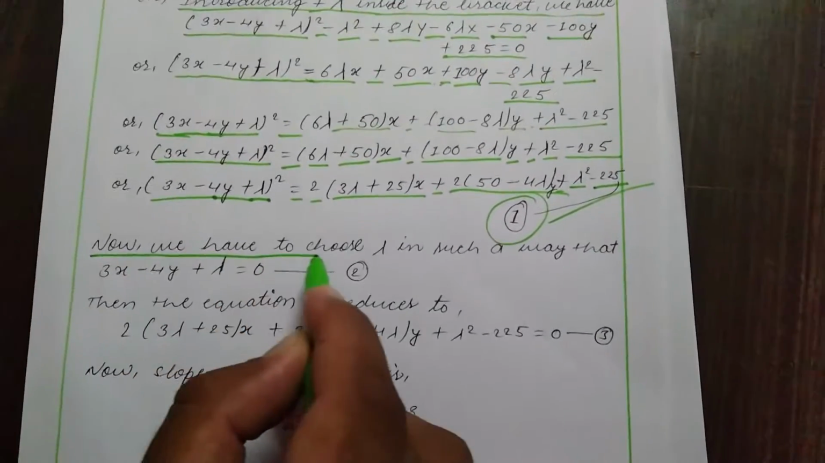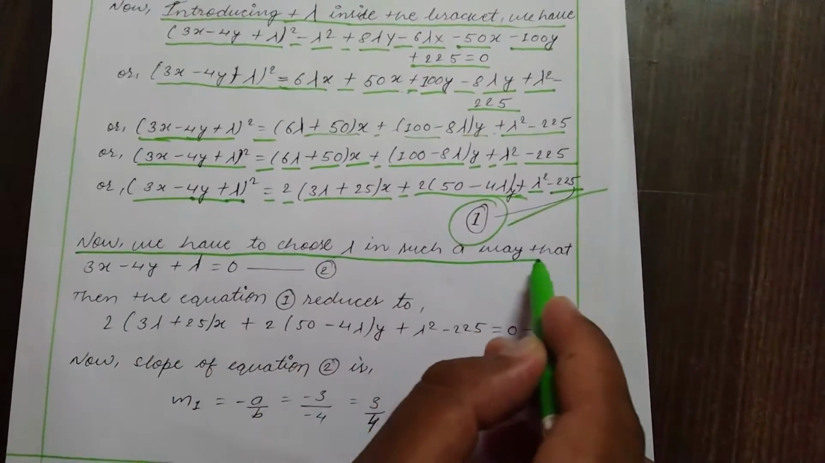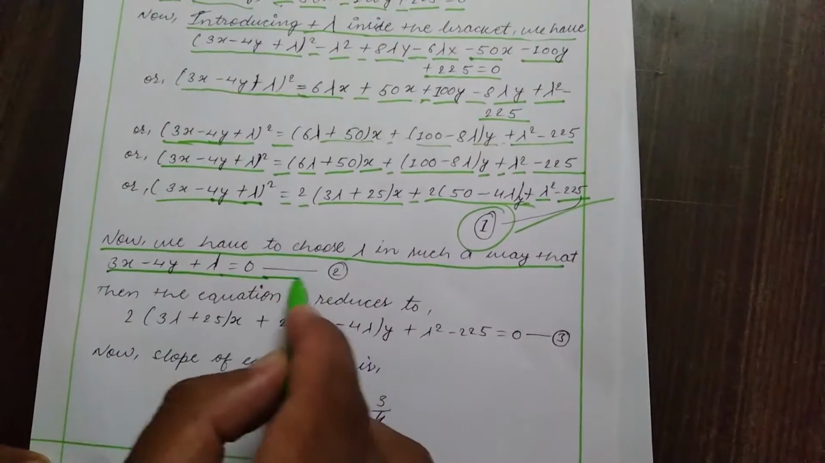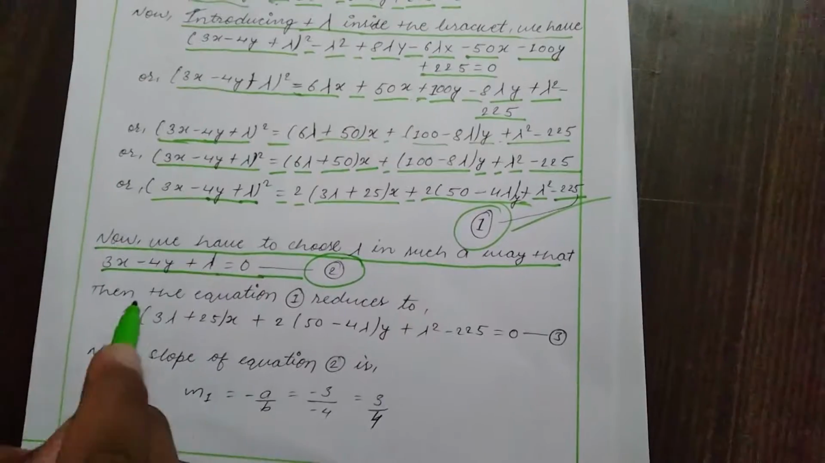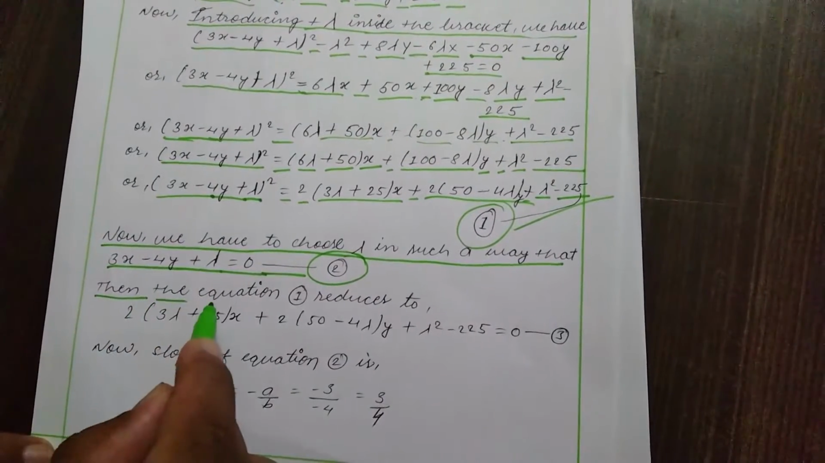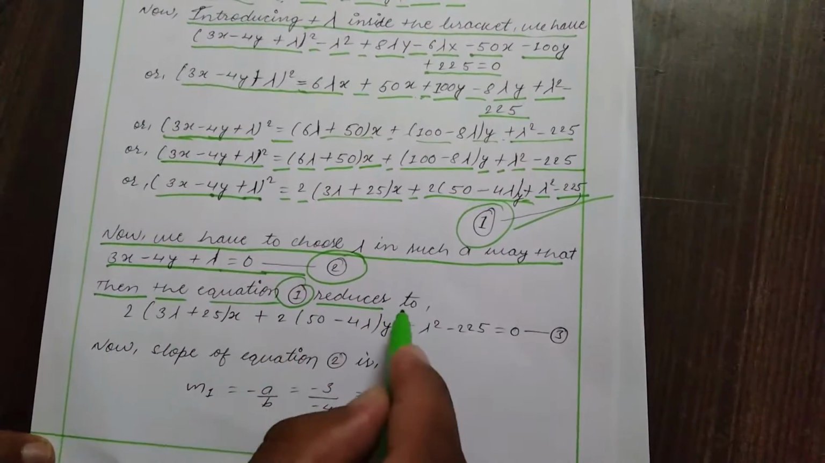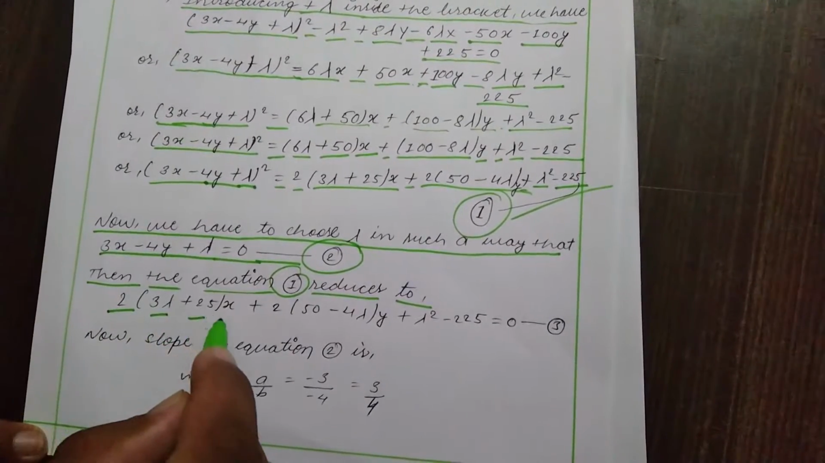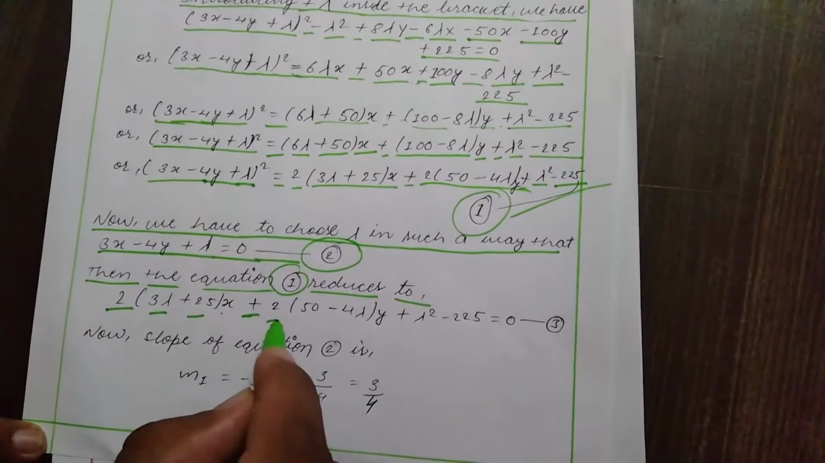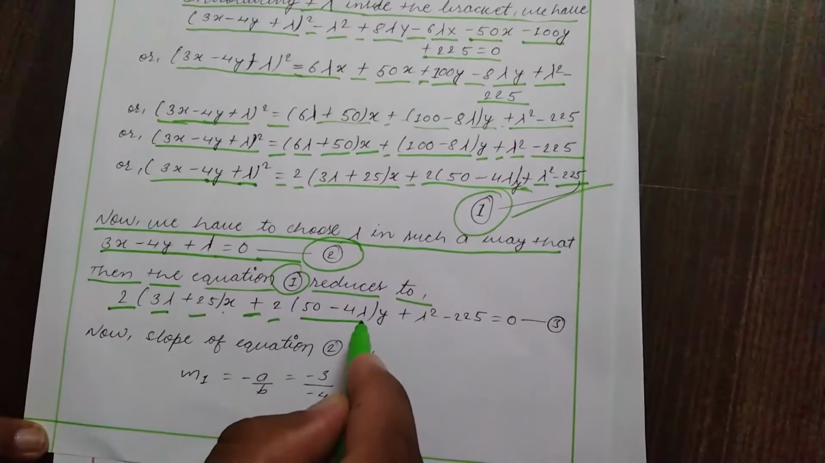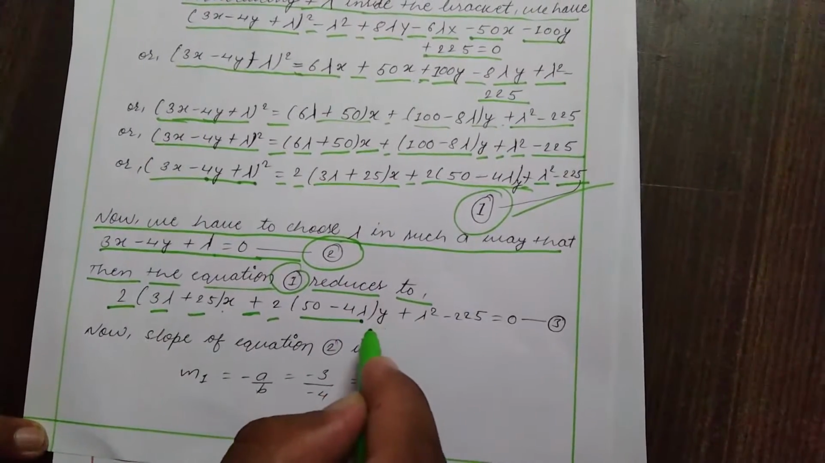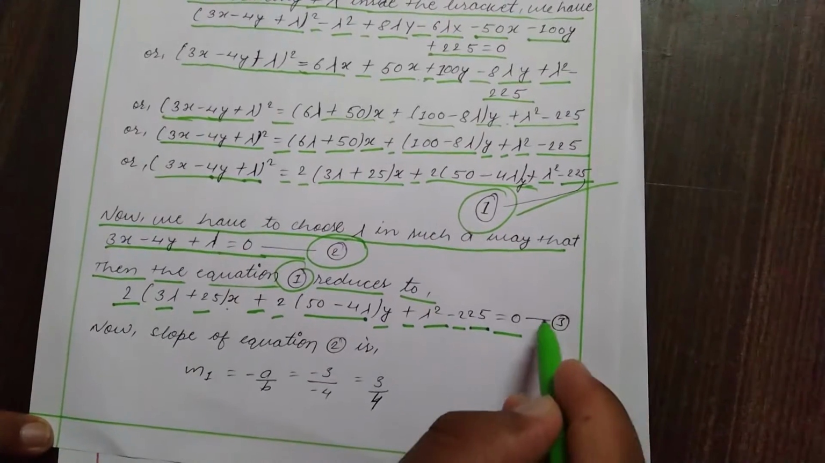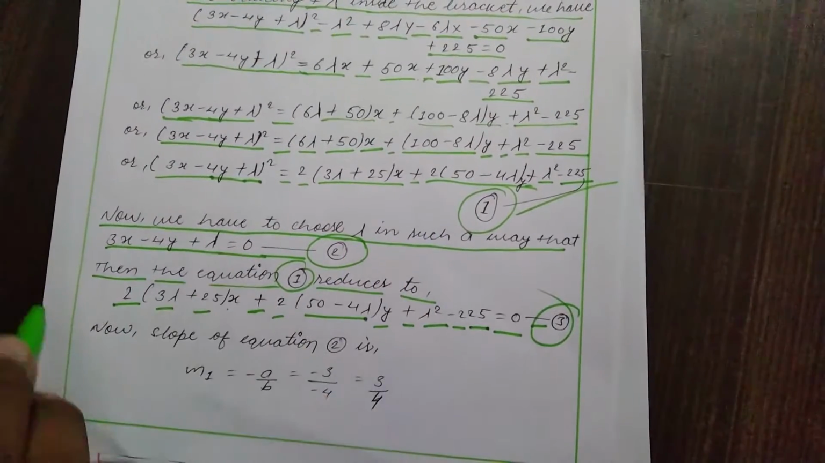Now we have to choose lambda in such a way that 3x minus 4y plus lambda equals 0. This is our equation 2. Then equation 1 reduces to 2(3 lambda plus 25)x plus (250 minus 4 lambda)y plus lambda square minus 225 equals 0. This is our equation 3.